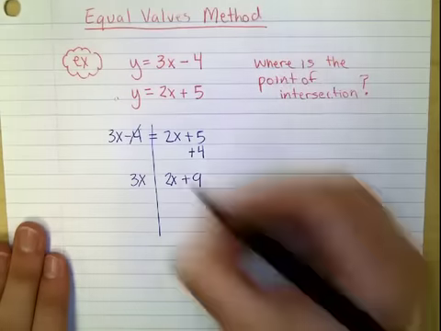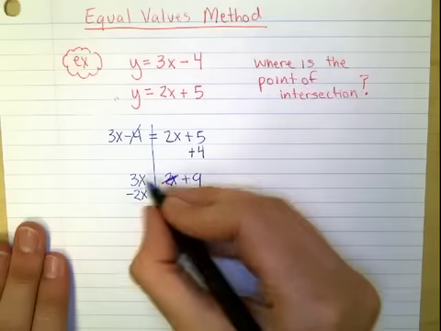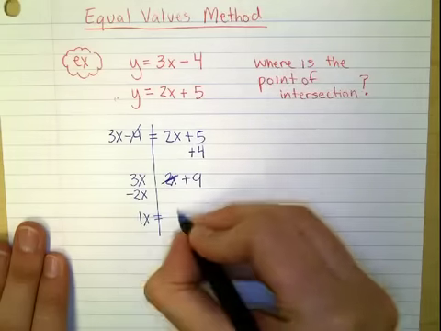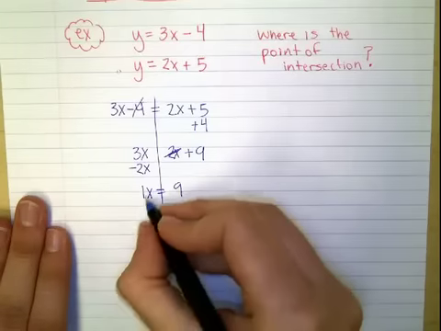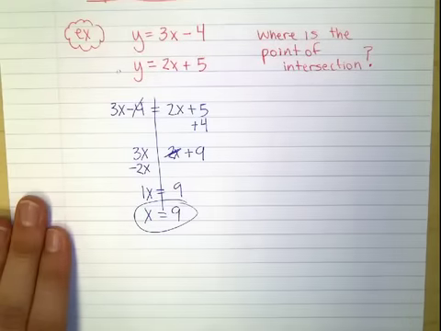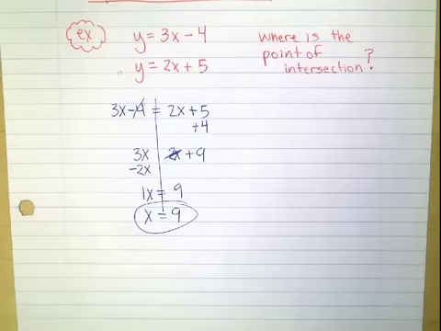I'm going to flip the 2x over so it turns into a negative. 3x minus 2x is 1x. So 1x equals 9. And I don't really need the number 1 here. That's just an x all by itself. So x equals 9 is my first answer. So if someone asks you where the graph crosses, you're going to say at x equals 9.